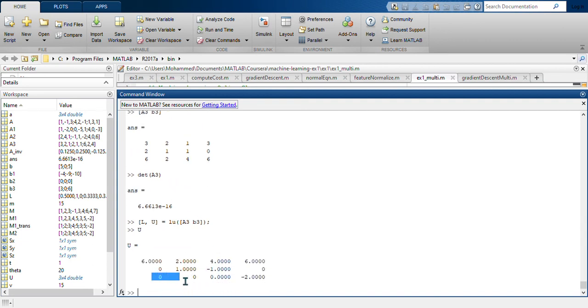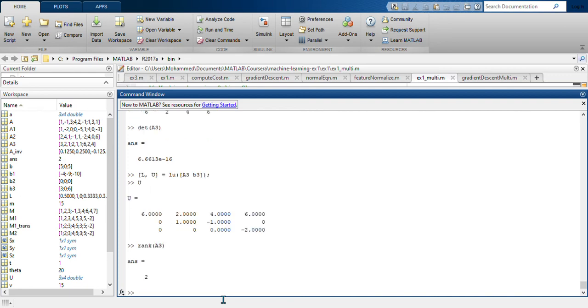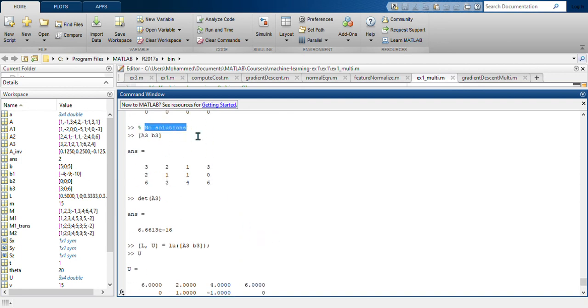But here, again, the rank is less than the number of variables because the number of non-zero rows in the reduced coefficient matrix is still 2. But we see a situation here which is an impossible situation of adding three zeros and getting -2. That's not possible, right? So rank of A3, again we get it as 2. Okay, now that gives us an indication that this is a case of no solutions.